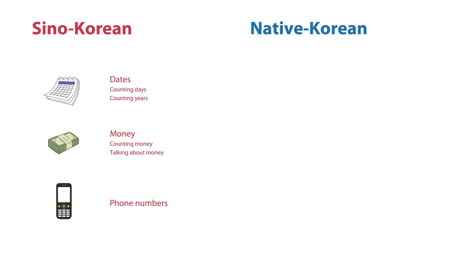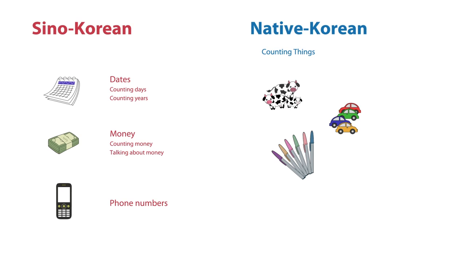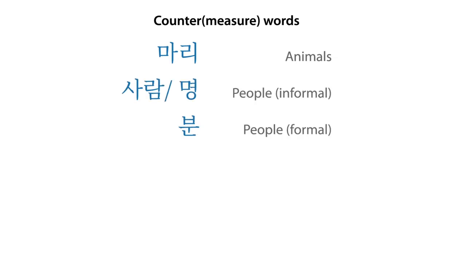And the native Korean numbers are used when we are counting things, counting people, animals, objects. And when we are counting things, we need to use the measure words. There are many measure words in Korean, but here are some of the most useful ones.